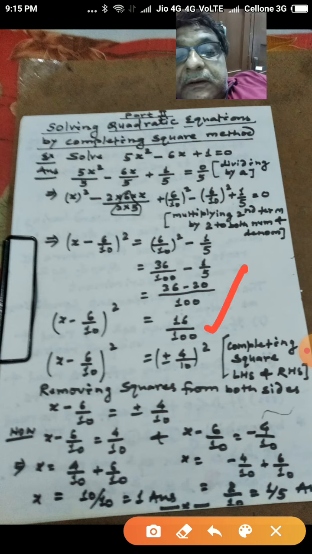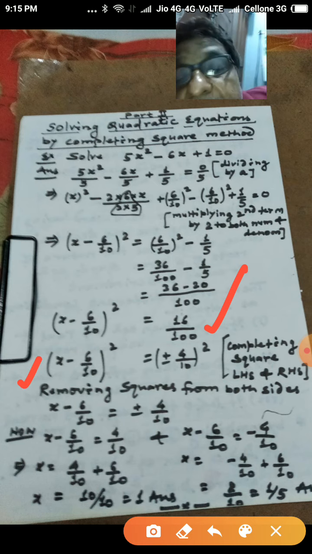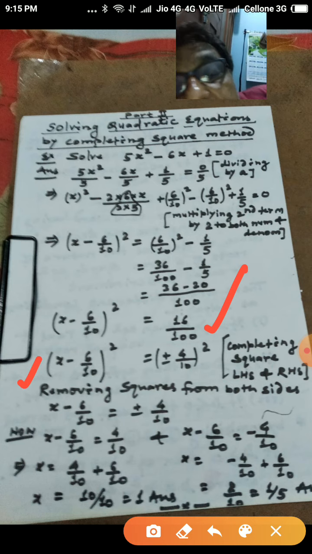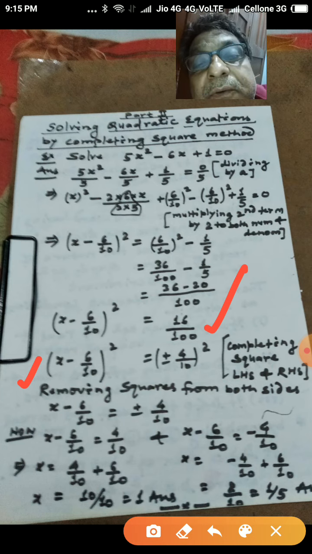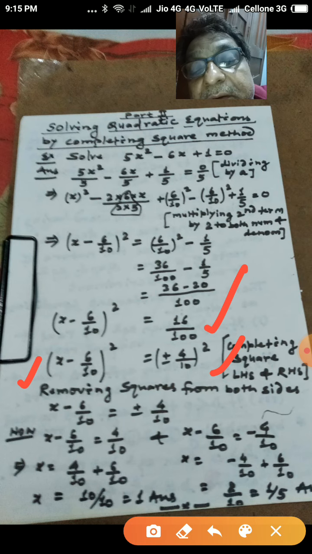So in this way, the next step is x minus 6 by 10 whole square is equal to plus minus 4 by 10 whole square. So student, this is the step due to which this method is known as completing the square, because here in this step you see the LHS and RHS both are in square form, so it is called completing square method. Now we will remove square from both sides, then we have x minus 6 by 10 is equal to plus minus 4 by 10.